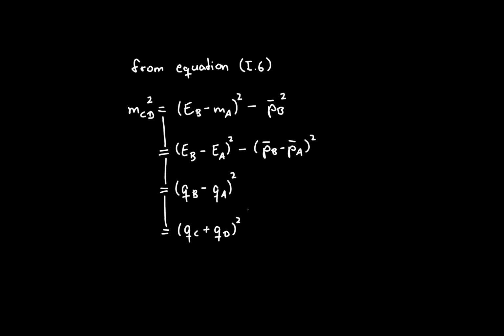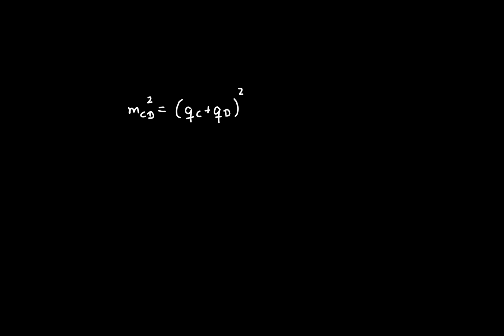We now use statement 3 from the beginning. The inner product of two 4-vectors is Lorentz invariant. Therefore, we can choose every reference frame we like without changing the value of m_CD. The rest frame of the center of mass of the two particles C and D is a clever choice.